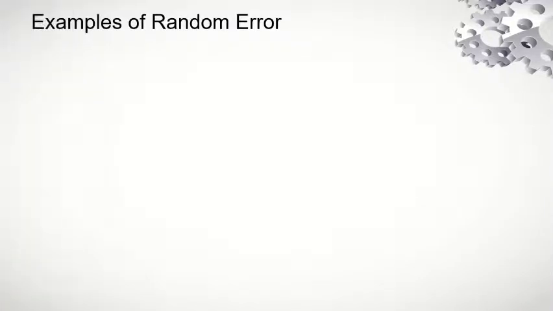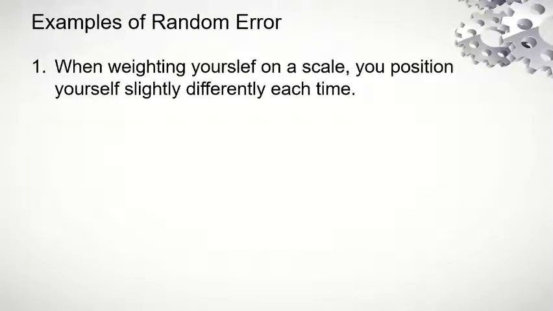We have examples of random error. So first, when weighing yourself on the scale, you position yourself slightly differently each time. Alright? Minsan sa iba't ibang posisyon, hindi natin makikita kung pare-parehas pa ba. Let's say, in weighing yourself, if you just step 1 foot on the scale, hindi naman ganun kabigat ang lalabas.